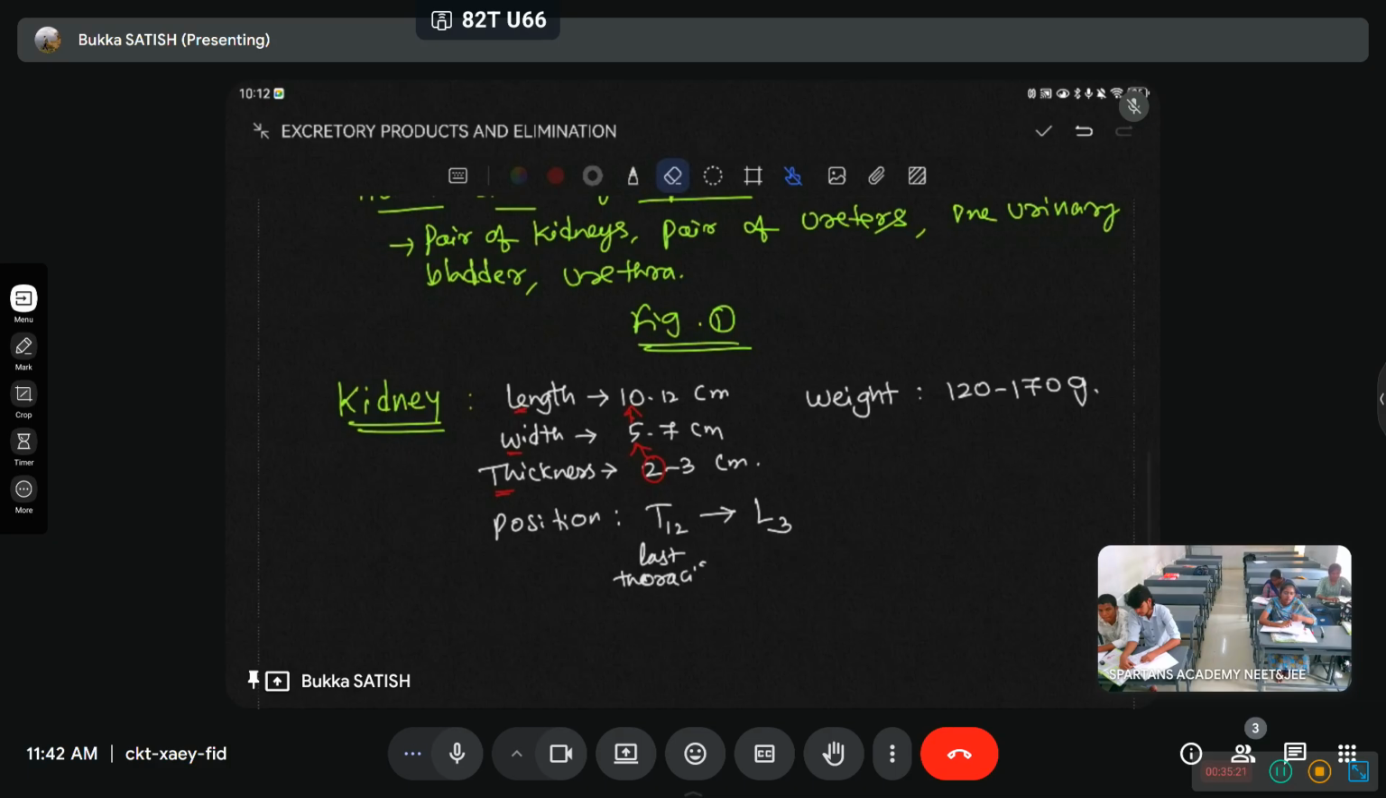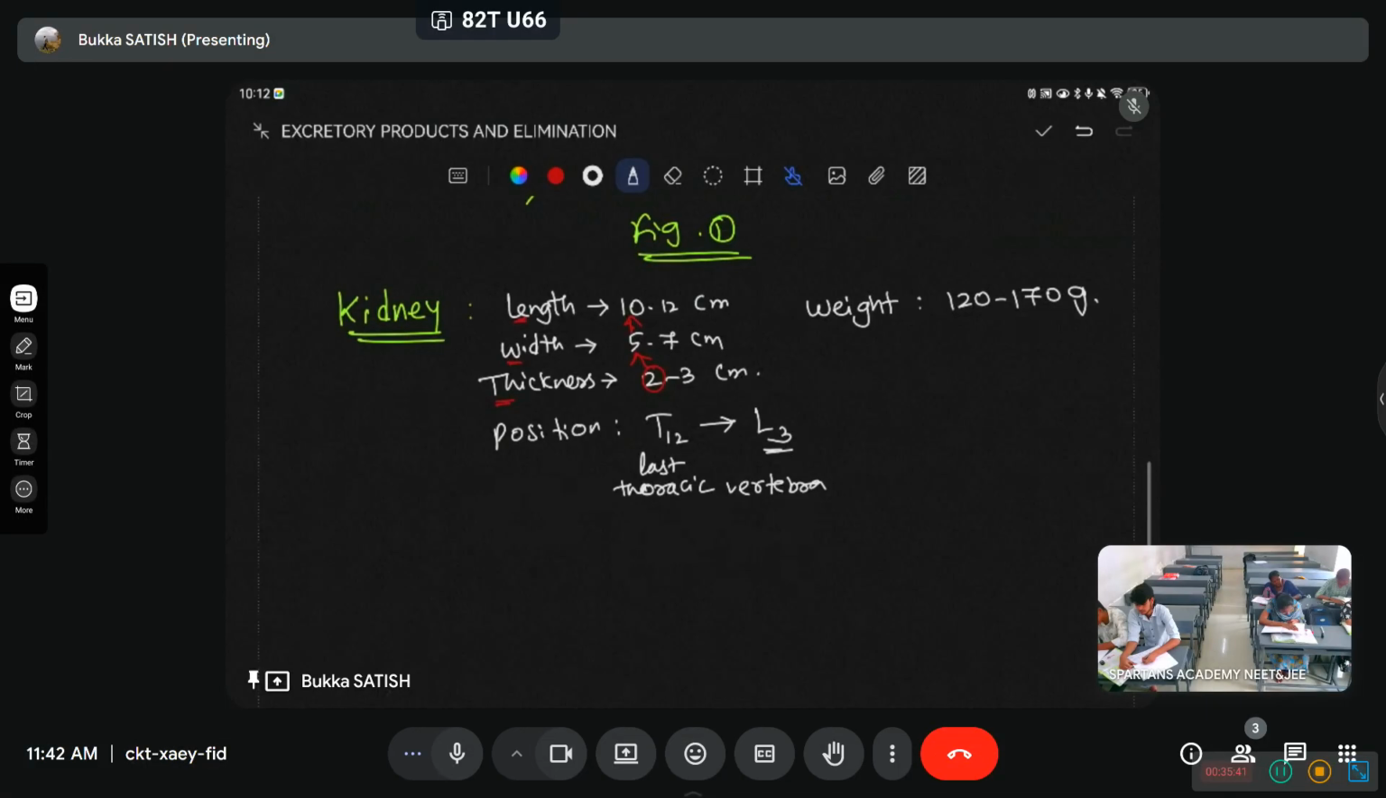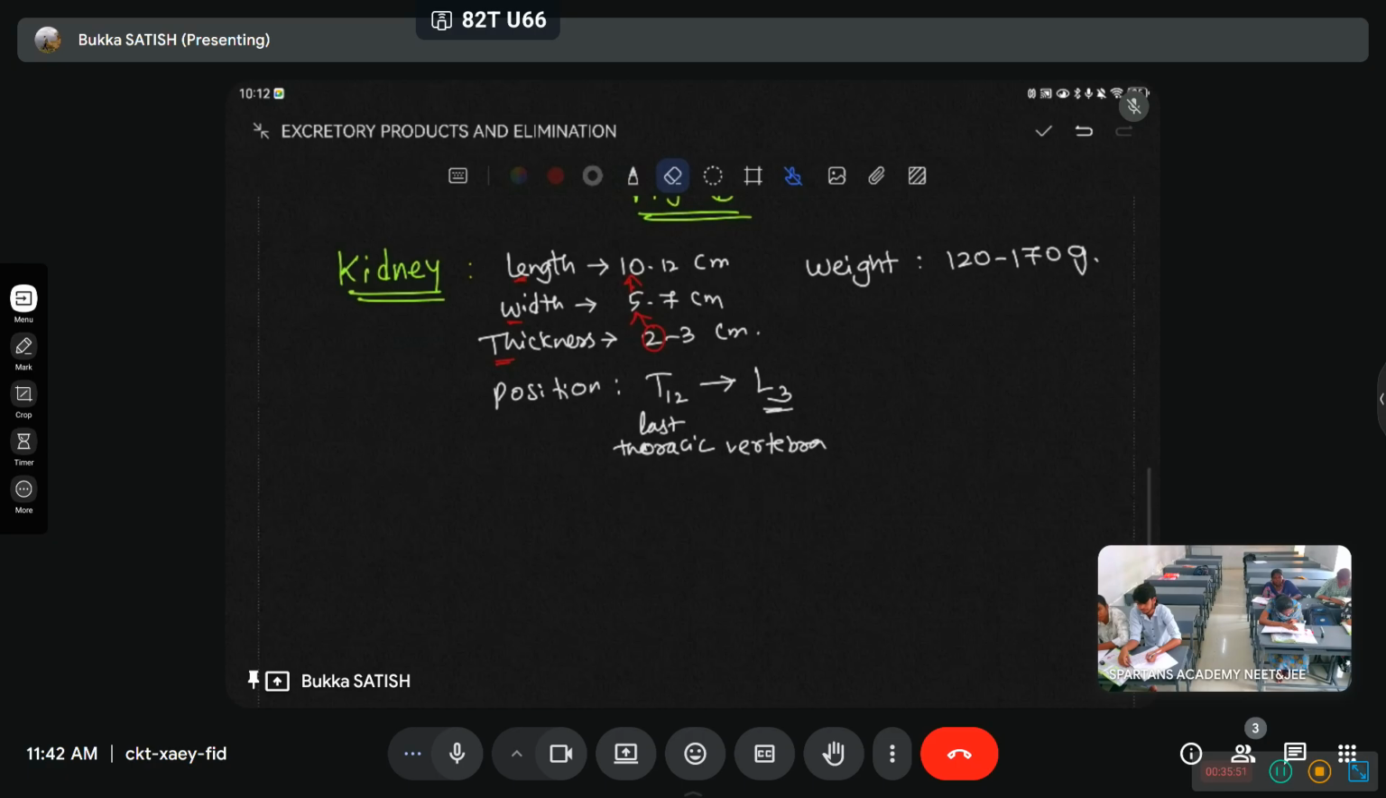Now see, these are things which you need not learn separately, because once you learn the vertebral column, this part will be very easy. So it extends from the last thoracic vertebra to the third lumbar vertebra. That's the position of the kidneys. Other details: it is reddish brown in color, bean shaped, all these things you already know. But the important things which you have to learn are these.